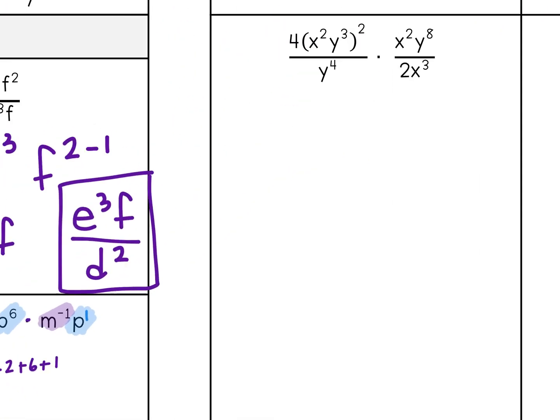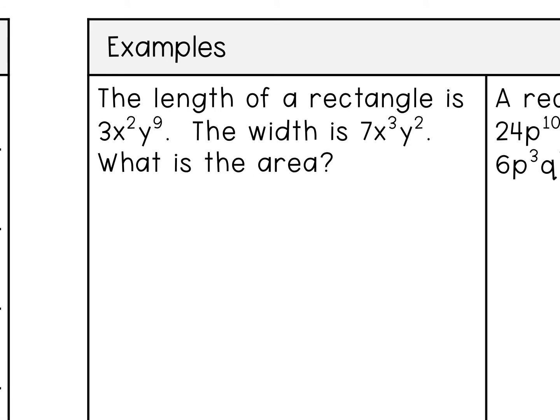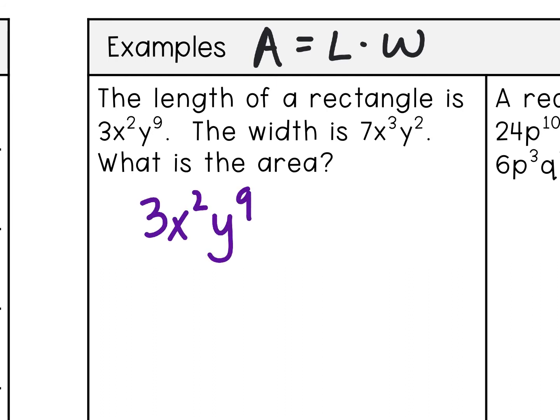Okay, let's go to the other side. Here's some word problems. It says the length of a rectangle is 3x squared y to the 9th. The width is 7x to the 3rd y squared. What is the area? So hopefully we all remember that area of a rectangle is length times width. So all I need to do is multiply these two expressions. I would have 3x squared y to the 9th times 7x to the 3rd y squared.